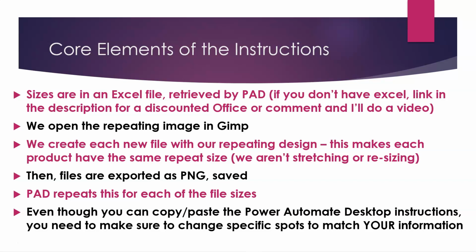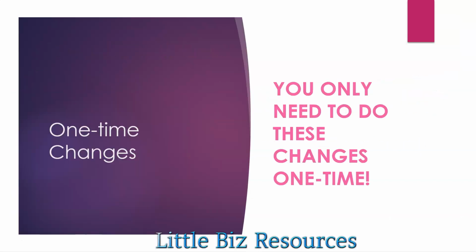Now, even though you can copy and paste the Power Automate Desktop instructions, which you are going to do because that speeds up the entire process, there are some things you need to change in specific spots so it matches your information. So let's talk about the one-time changes. Okay, these are one-time changes. You only need to do these changes one time. So this is for me, so I can timestamp this.